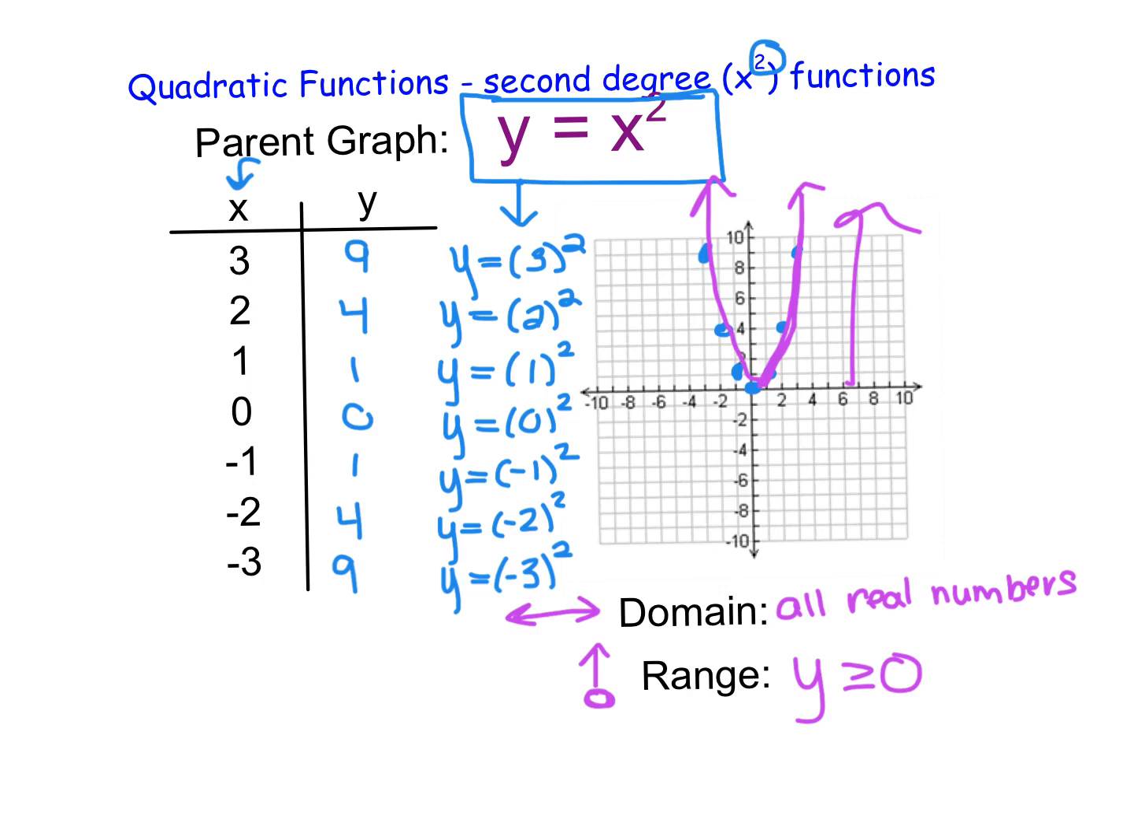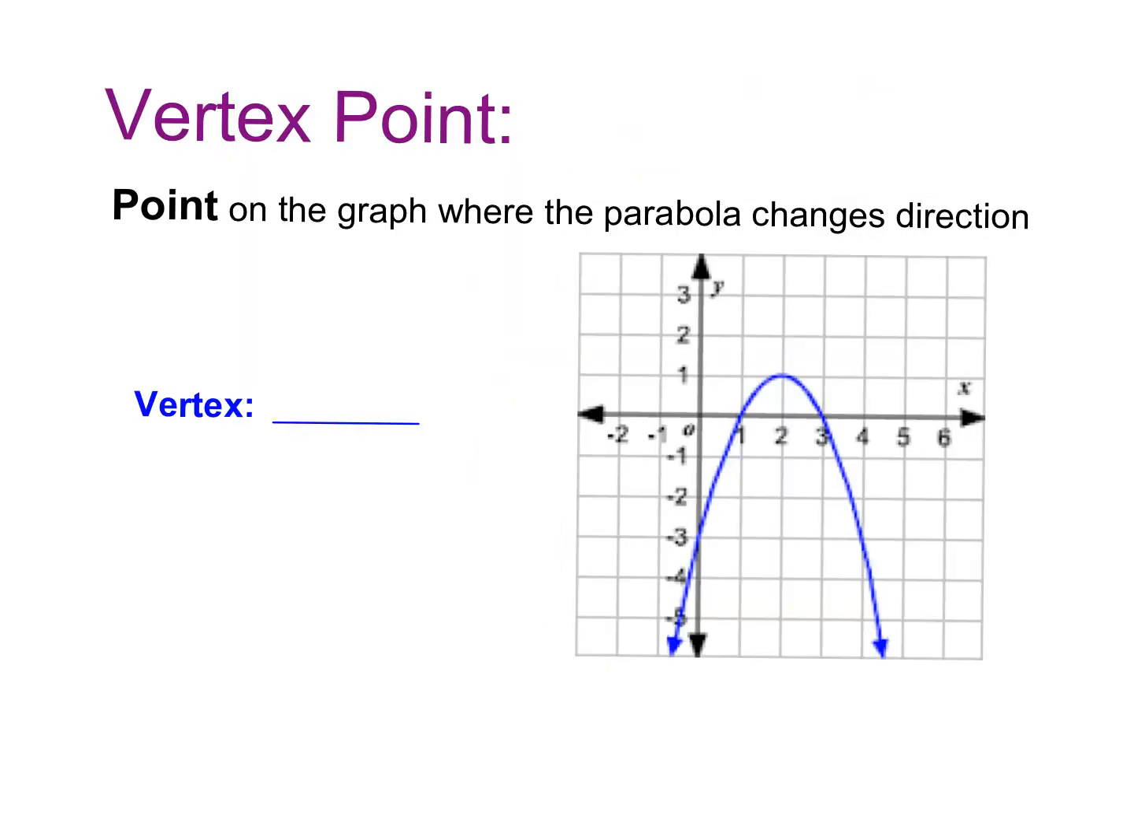So all of the graphs that we make today will have this same general shape. It will have this U shape. And you'll see that it's basically going to be a transformed version of this parent graph. It might be moved around, it might be stretched up and down, but it's going to be just a transformed version of this. Now every single quadratic function is going to have two key components. The first key component that you need to be able to find is called the vertex point. And the vertex point, by definition, is the point on the graph where the parabola changes direction.